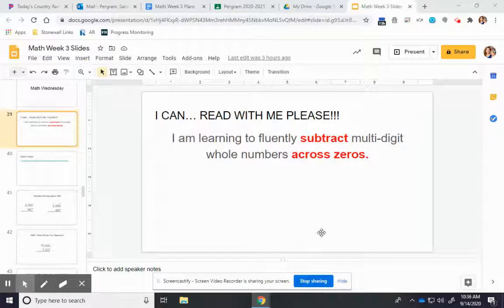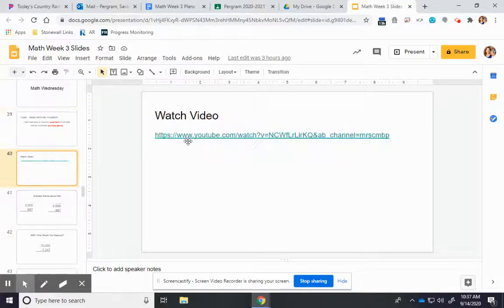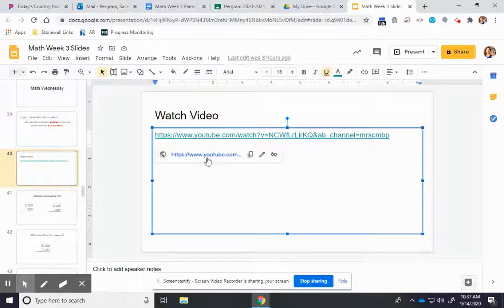Hey, fantastic fourth graders. Today, our I can statement is, and please read with me, I am learning to fluently subtract multi digit whole numbers across zeros. So, our big skill today, yesterday we practiced all about subtracting. Today, we're going to make sure that we're just focusing on subtracting across zeros. So, we're going to watch a quick YouTube video together.